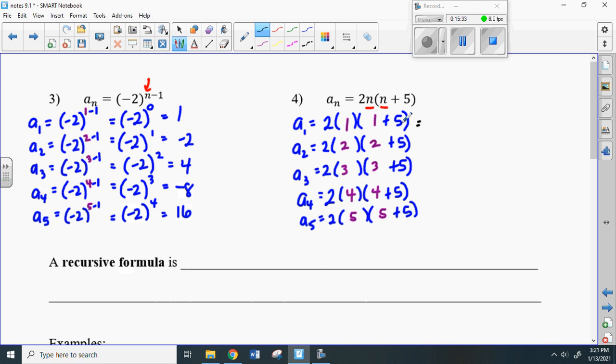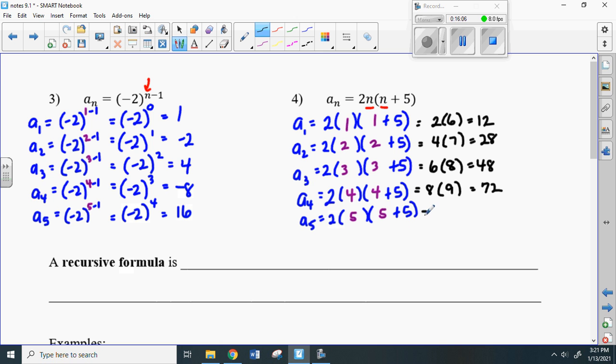All right, I would probably do 2 times 1, and then I would figure out what 1 plus 5 is, and then that's what I would do the math for, like the actual multiplication. And then I would do 2 times 2, and then 2 plus 5, and then I would multiply those together. Okay, so that's completely up to you how much of that you actually show. 2 times 3, 3 plus 5. Okay, 2 times 4, 4 plus 5.